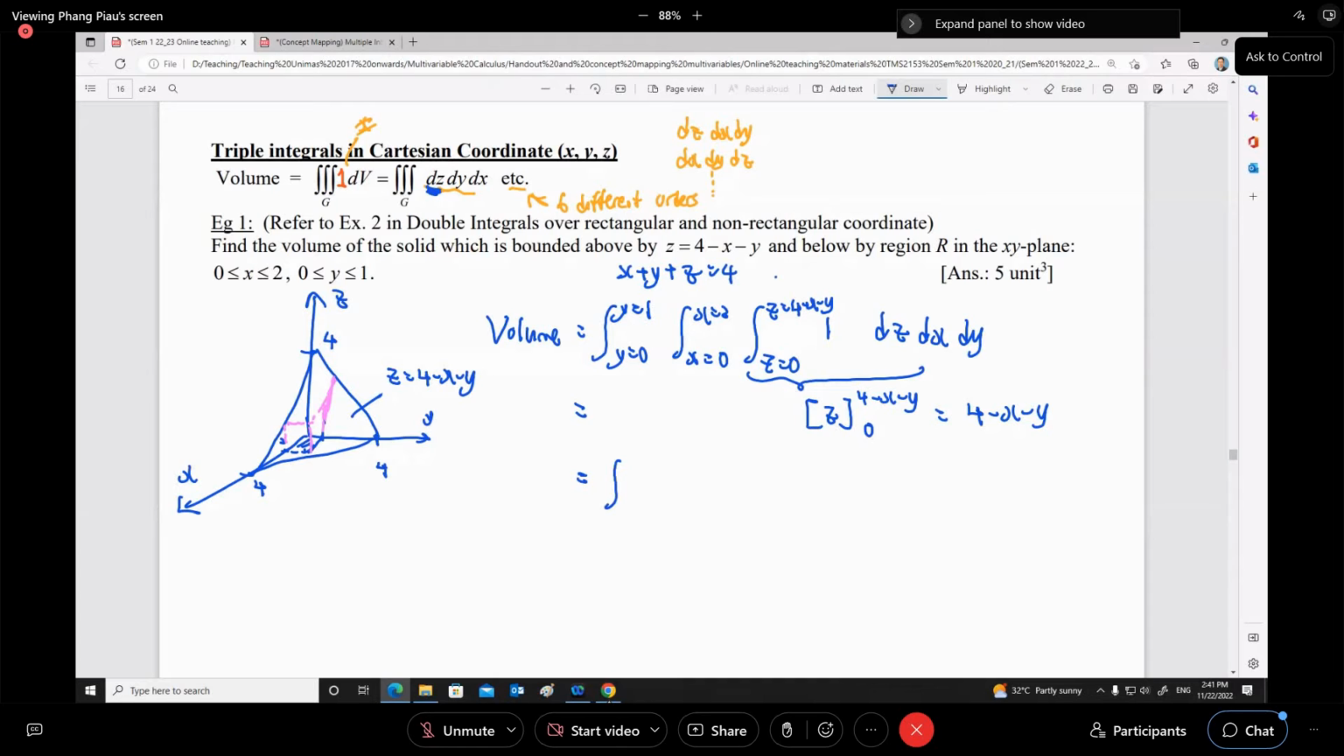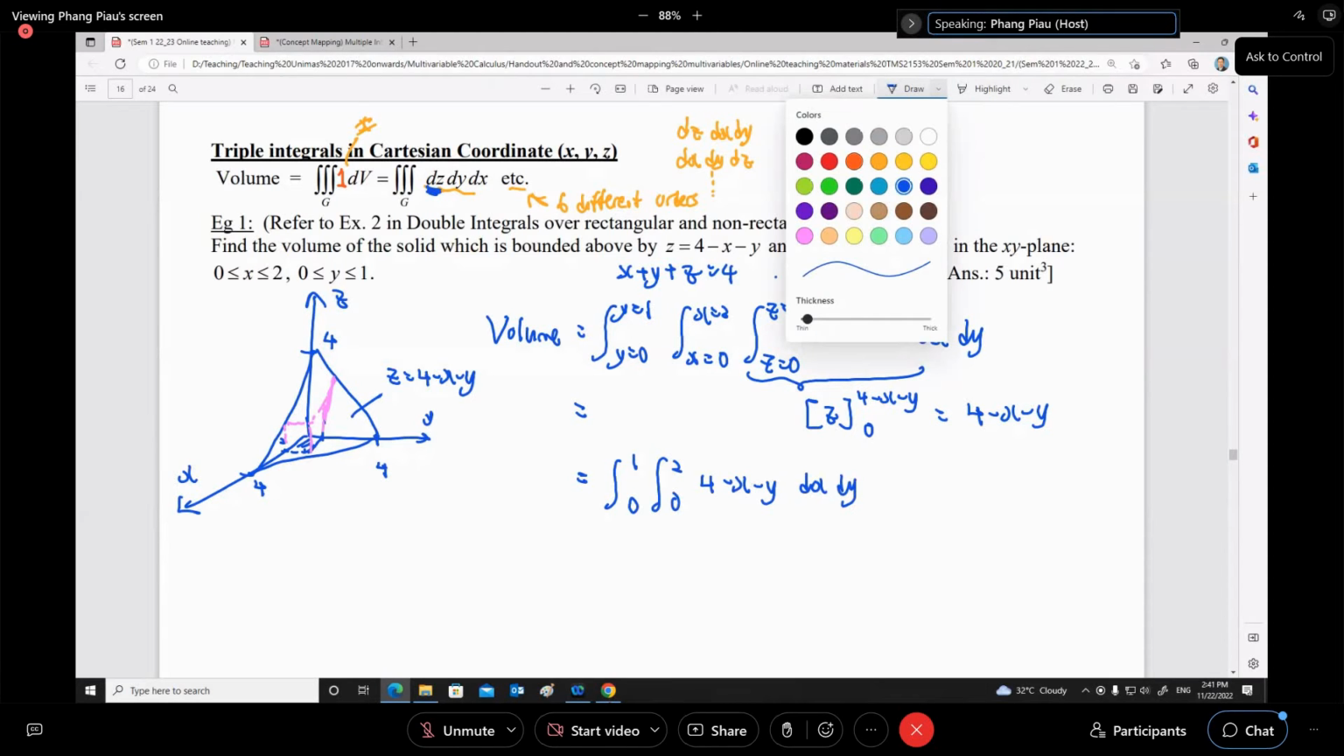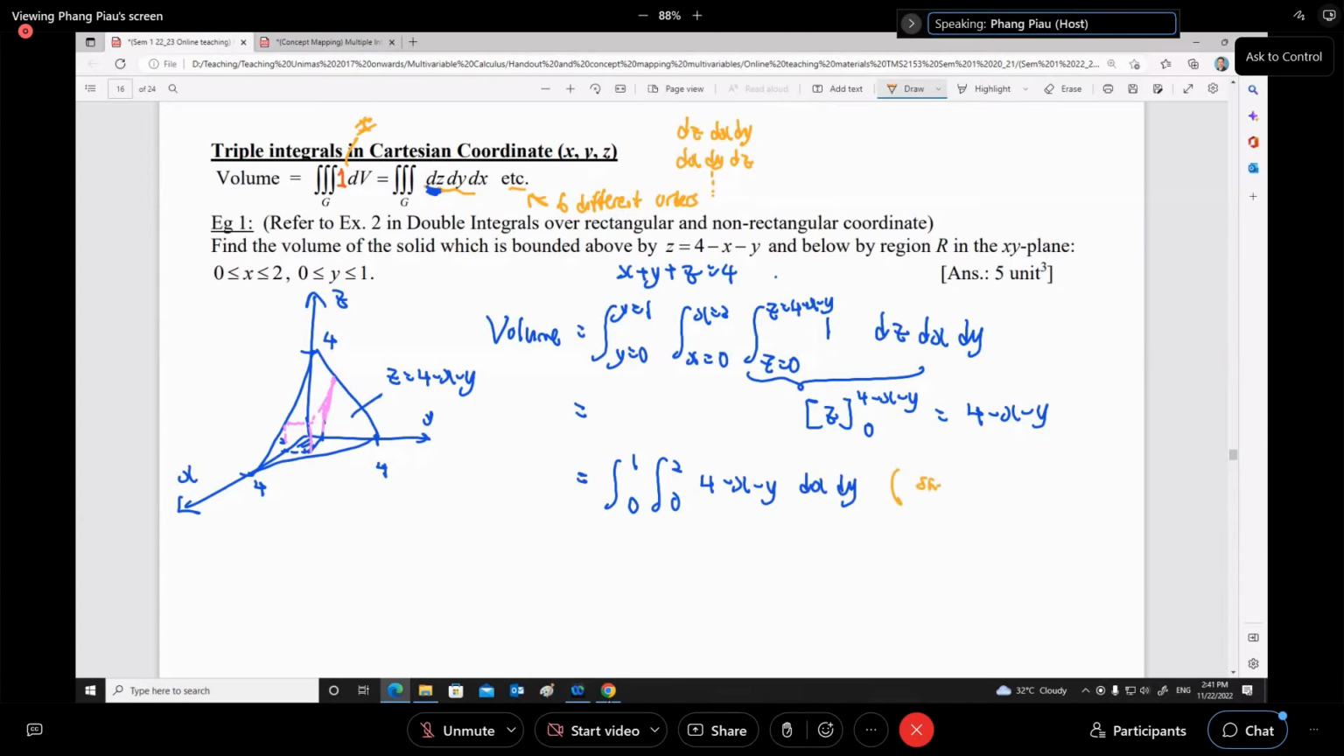If you put everything into the integral, from 0 to 1 and 0 to 2, of 4 minus x minus y, dx dy. If you put your Z back into here, you notice that this double integral is exactly the same as what we had before, the same as the double integral in example 2. If you go to the previous example 2 in the double integral, it is exactly the same. So I'm not going to show this to you. You can do it yourself, and you should arrive at the answer here, which is 5 units cubed.